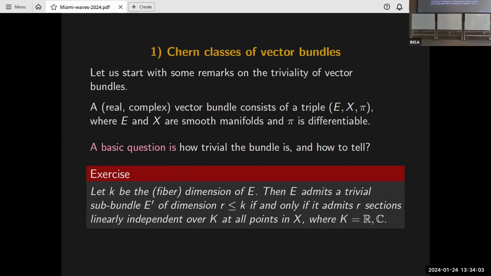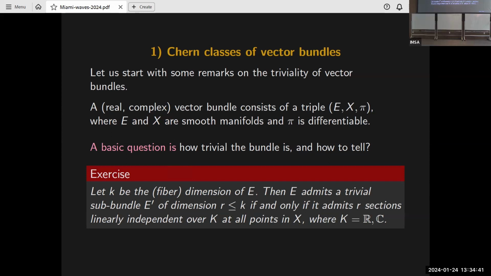Let me start with the motivation. We have a vector bundle, that means a triple: total space, base space, and a projection. Let's assume, for simplicity, that these are manifolds and everything in operation can be smooth. Then the basic question is how to decide when the bundle is trivial, by definition if it is isomorphic to X times the fiber. Let me make it precise; the exercise below makes it precise.